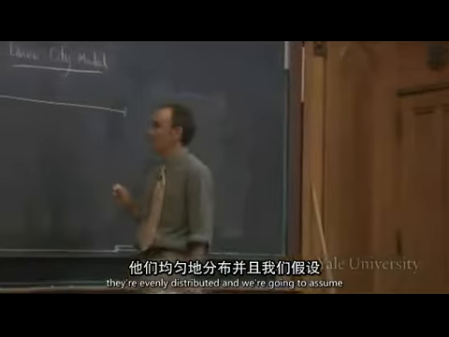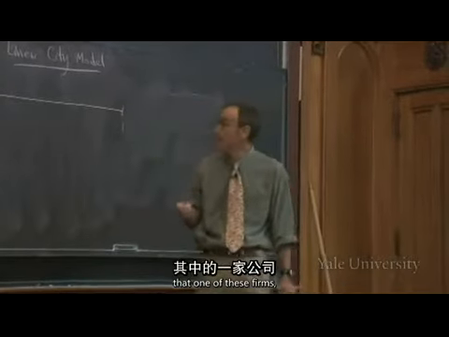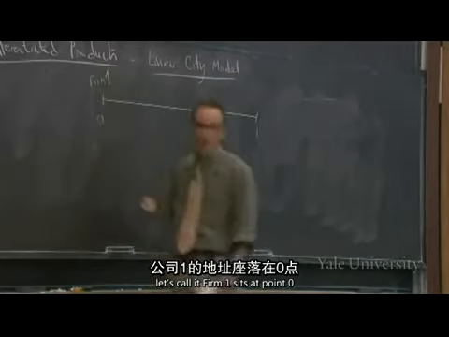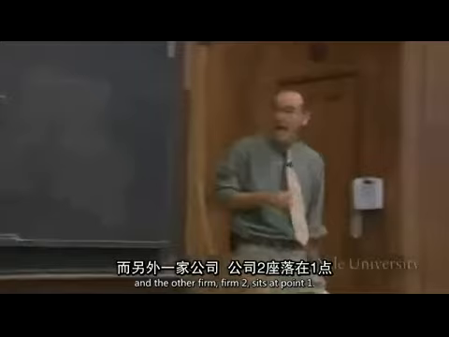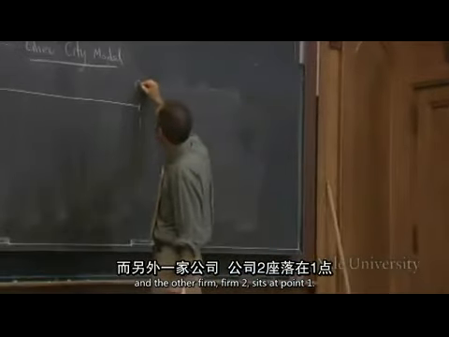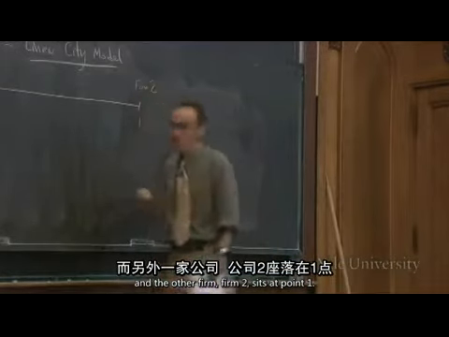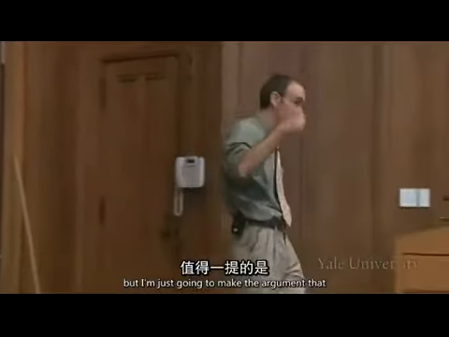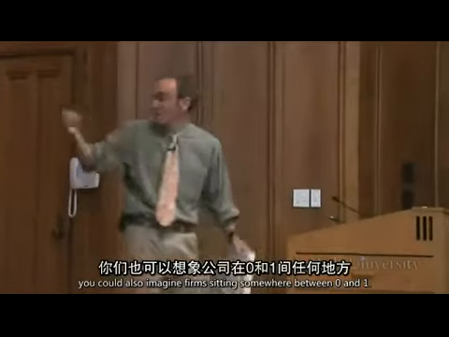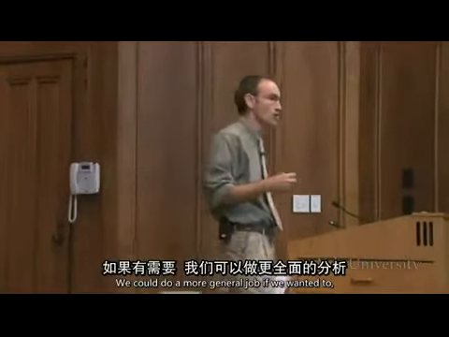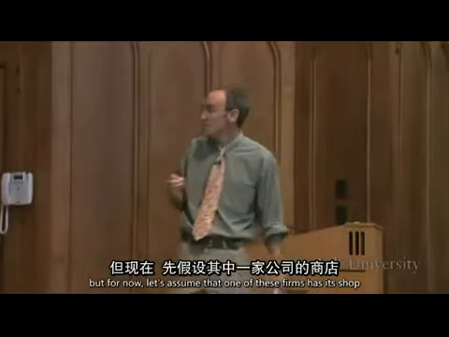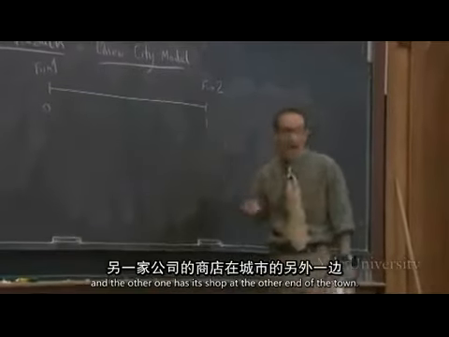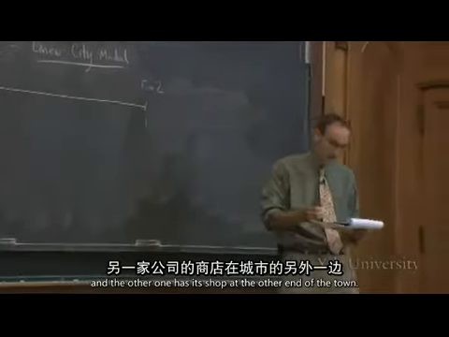They're evenly distributed. And we're going to assume that one of these firms, let's call it firm 1, sits at point 0, and the other firm, firm 2, sits at point 1. Now, this is what you're going to do in the homework assignment, but you could also imagine firms sitting somewhere between 0 and 1. We could do a more general job if we wanted to. But for now, let's assume that one firm has its shop at one end of the town, and the other has its shop at the other end.